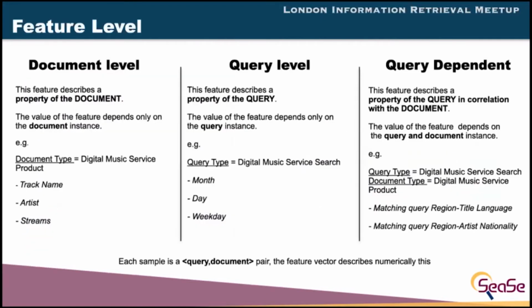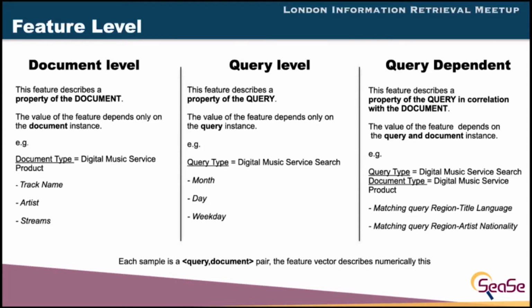Before going to details of data preprocessing, it is better to clarify the features level. I mean that in learning to rank, features can be distinguished in 3 different levels: document level, query level, and query dependent. Document level describes a property of the document, so the value depends only on the document instance. Query level describes a property of the query, so the value depends only on the query instance. Query dependent features are an intersection between the two. So in this case, they describe a property of the query in correlation with the document.